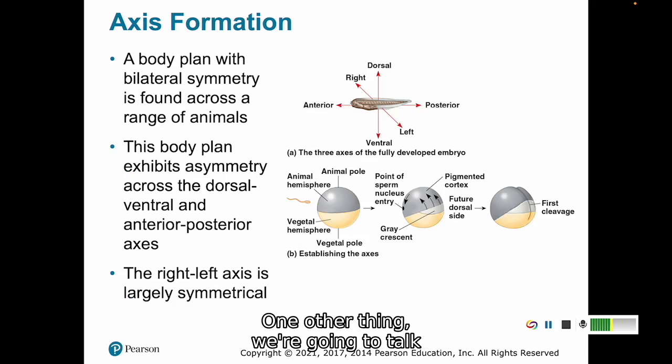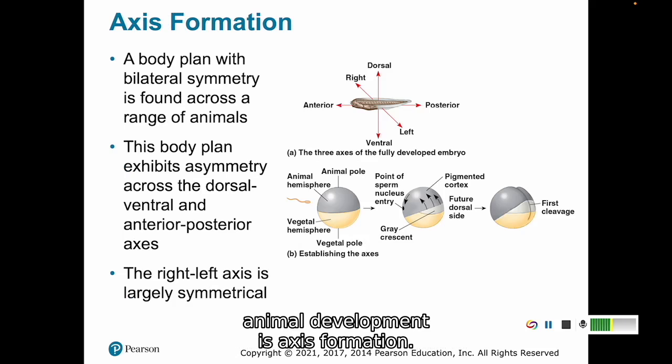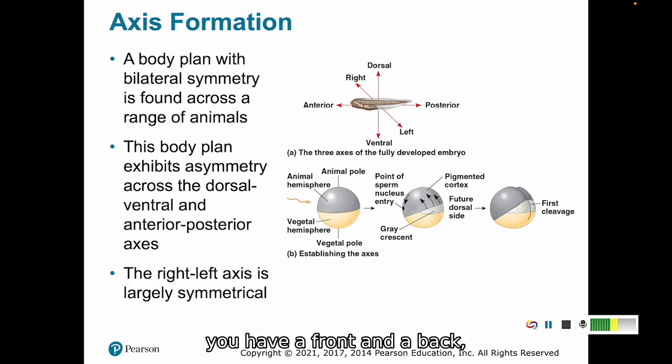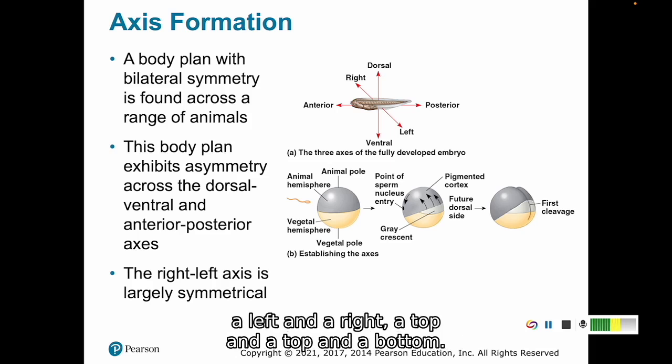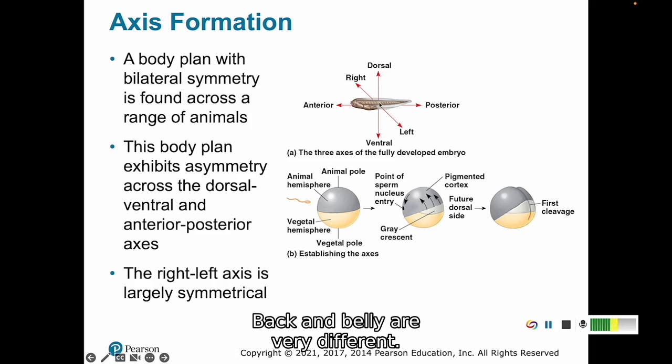Okay, one other thing we're going to talk about, just a couple of slides more and we'll be done. One thing that's important in animal development is axis formation. If you're an organism with bilateral symmetry, you have a front and a back, a left and a right, a top and a bottom. So the dorsal and ventral sides are not symmetrical. Back and belly are very different. Anterior and posterior are not symmetrical. Those are very different, your head or your tail.